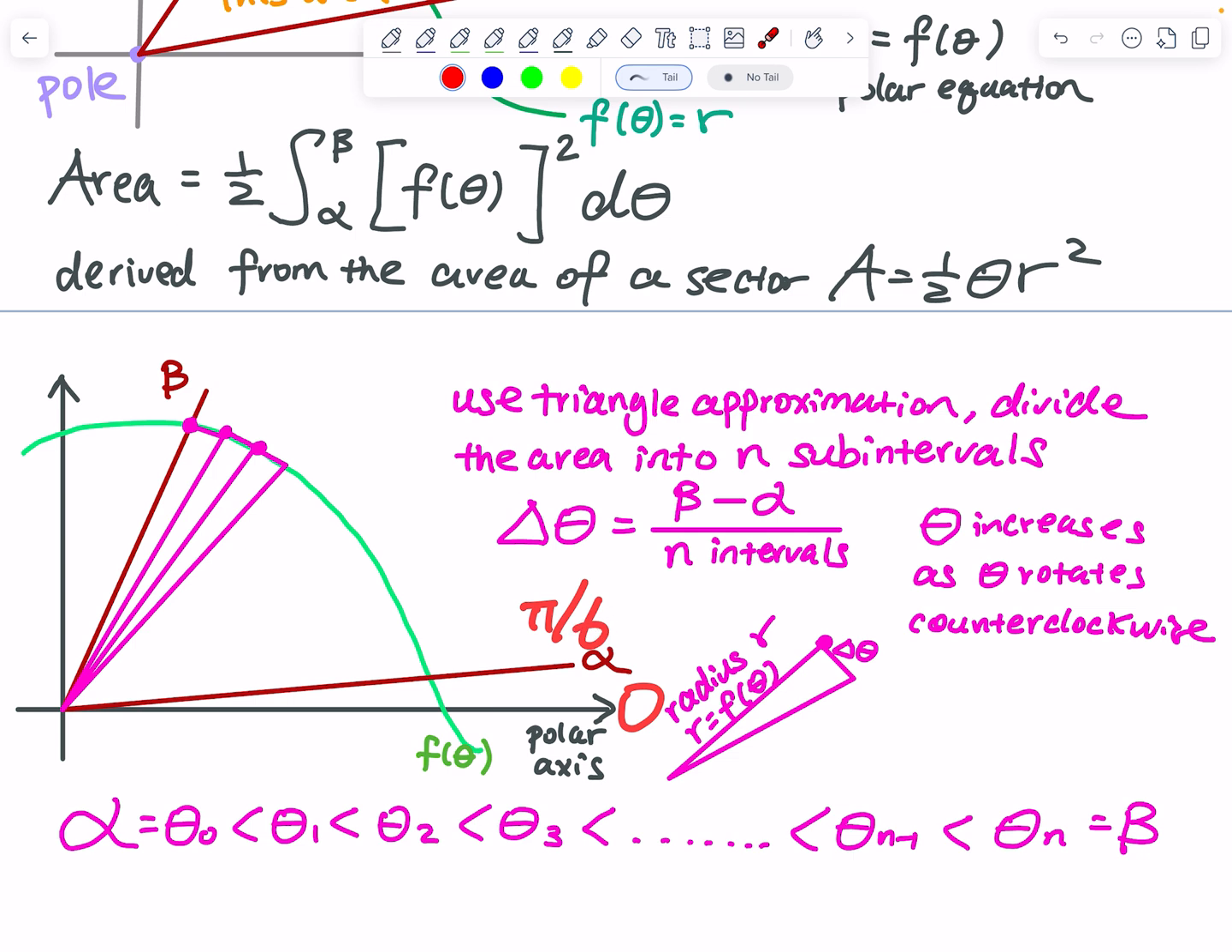Just think about 0 degrees, then pi over 6, pi over 4, pi over 3, and then pi over 2. So this will be 0, 30, 45, 60, and then 90. As theta rotates counterclockwise, the value of theta is increasing. Then I cut a piece of the triangle, and this width is the delta theta. This is hard to read, so how about this? We call this the change of theta, the change of angle.